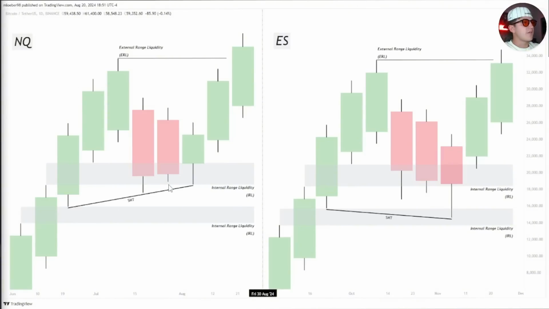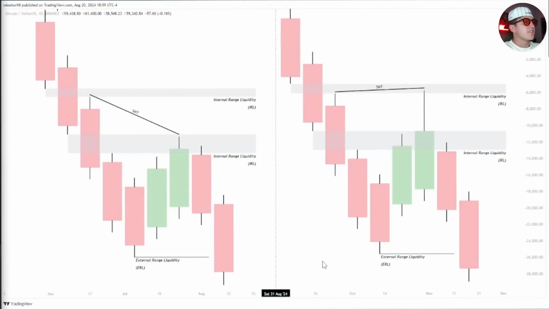This is your SMT divergence and what you're looking to occur inside of that internal range liquidity pool for you to then move on to looking for an execution in the marketplace. And it is the same exact way, just vice versa, flip-flopped if you're bearish. Now, if you look again, same thing.